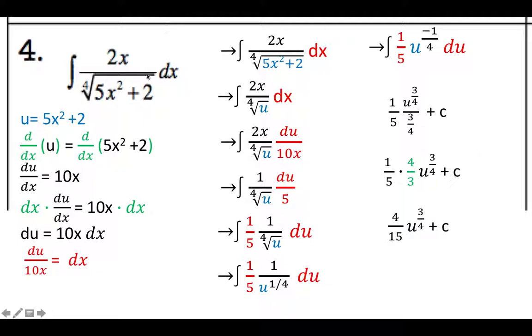But again, because the question is asking what is the integral of this function with respect to x, we have to make sure that our answer is in terms of x. So our last step is this u right here. You're going to substitute what you said u was at the beginning, which is 5x squared plus 2. We're going to keep that in parentheses, and we are now done. This is the antiderivative, this is the integral. And this right here, 3/4, this is a power, this is an exponent. It just looks a little large here in the PowerPoint.